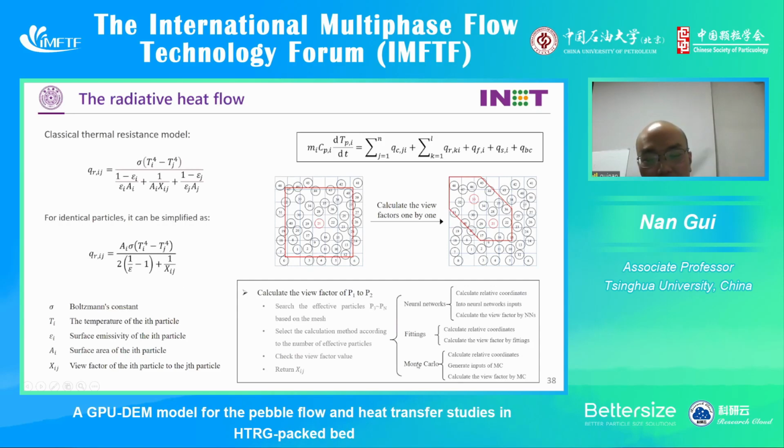One is to use the Monte Carlo method to predict the view factor between each pair of particles, and the second approach is using empirical fitting correlations. We use the Monte Carlo method as a fundamental method to generate enough database. We think this database is accurate, and we use this database to train neural networks. This picture shows the schedule of how to train on the database.